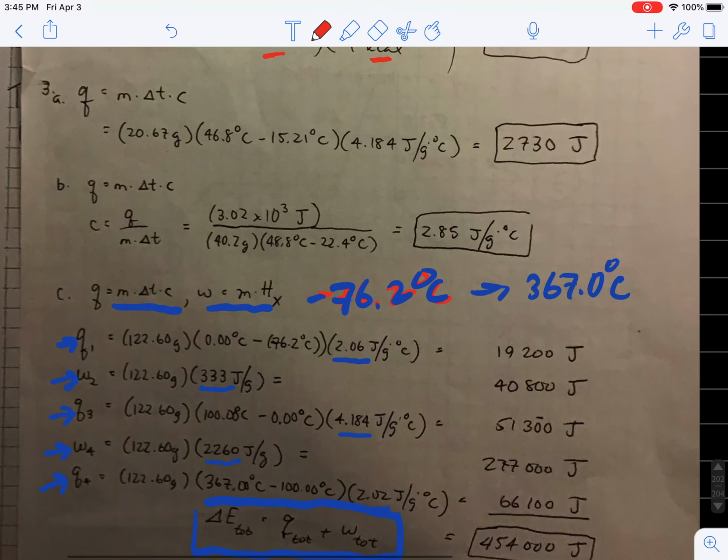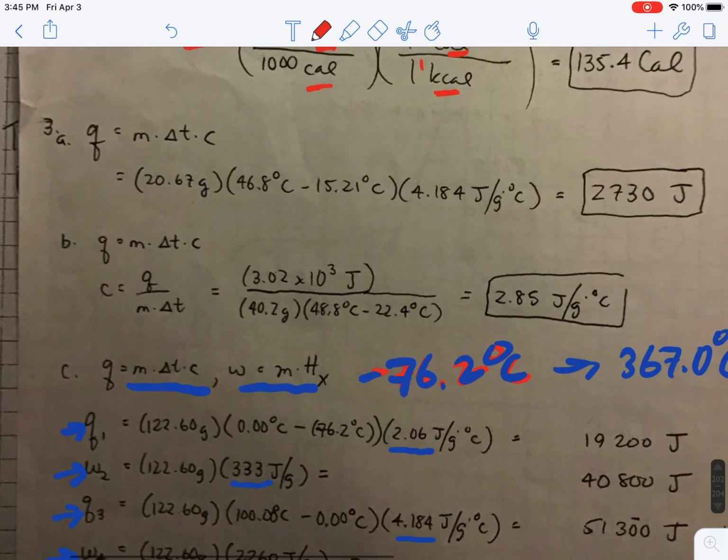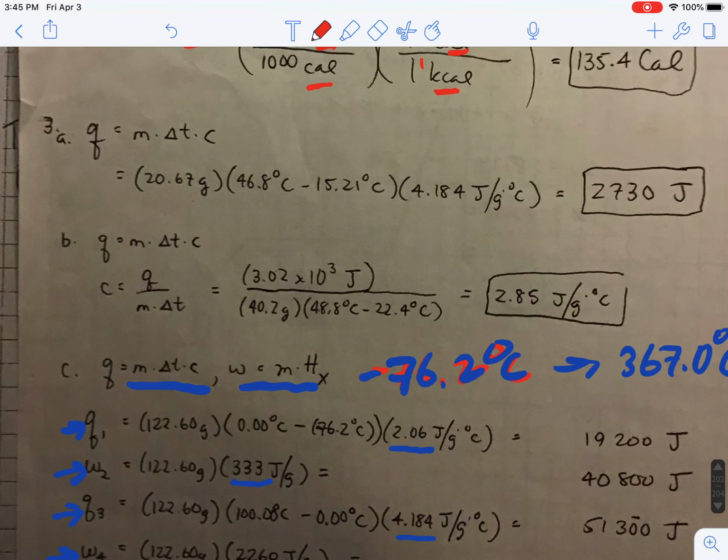That's making me nauseous. There you go. Q equals M delta T C, and then I substitute it in, 3 sig figs. And then, again, documentation. Q is M delta T C, and then you solve for the variable. Then you substitute in your values.